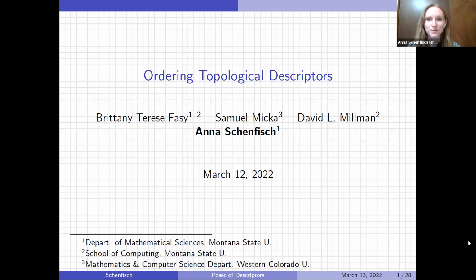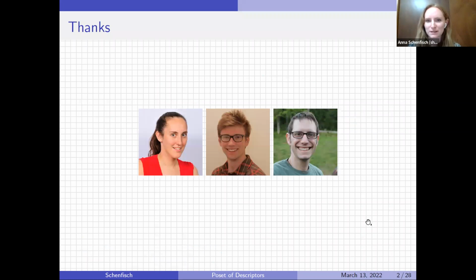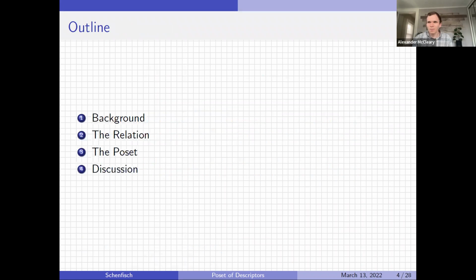All right. So I'll just begin by acknowledging this is joint work with Brittany Fazy, David Millman, and Sam Mika. Today I'll start by introducing some of the main ideas I'll be using, including lower star filtrations, which Tatum already introduced somewhat. Then we'll move into what it might mean to have a relation on different types of topological descriptors and defining that. Then we'll introduce the poset that we have so far and then discuss improvements we think we can make to our results and other questions that we have.